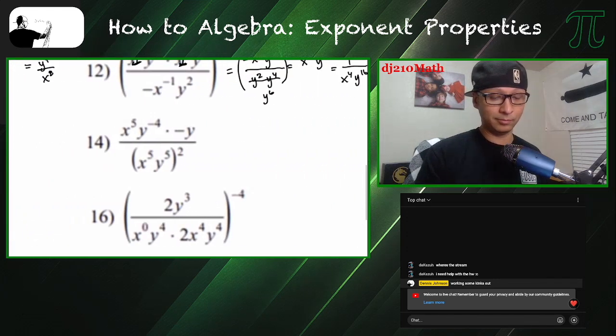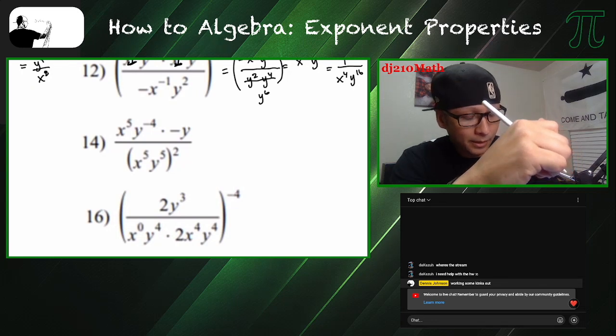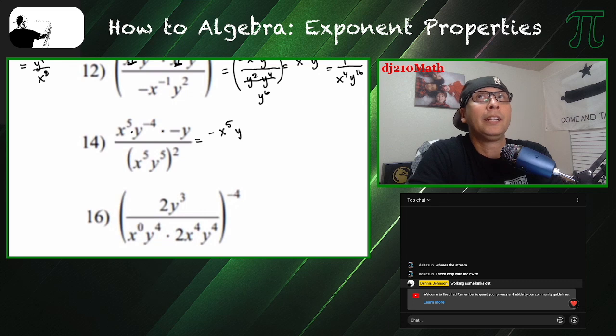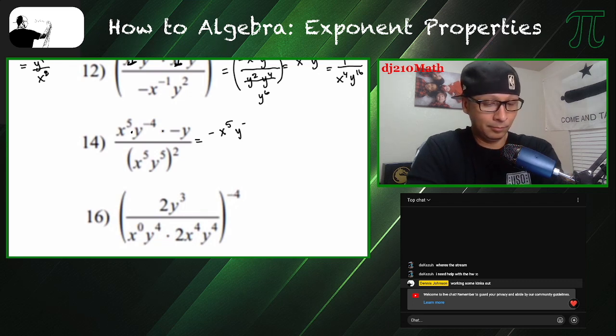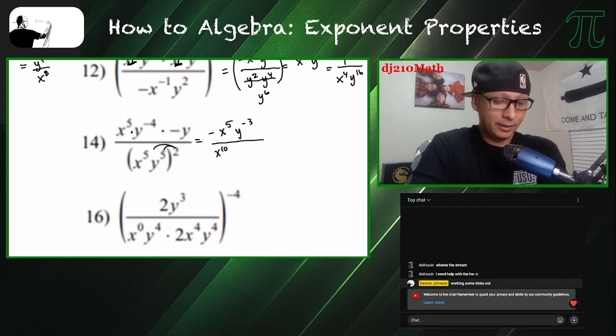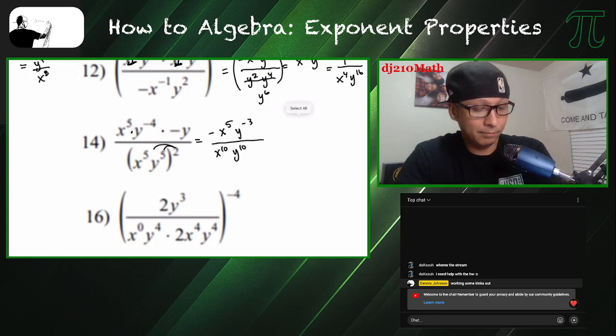14. Okay. Simplifying the numerator, right? All this is being multiplied. So we're going to add the exponents for the y. So this negative can go out front. So negative x to the 5th, y to the negative 4 plus 1. Negative 4 plus 1, negative 3. All over, so the 2 is going to apply to both powers. So x to the 10th, y to the 10th.